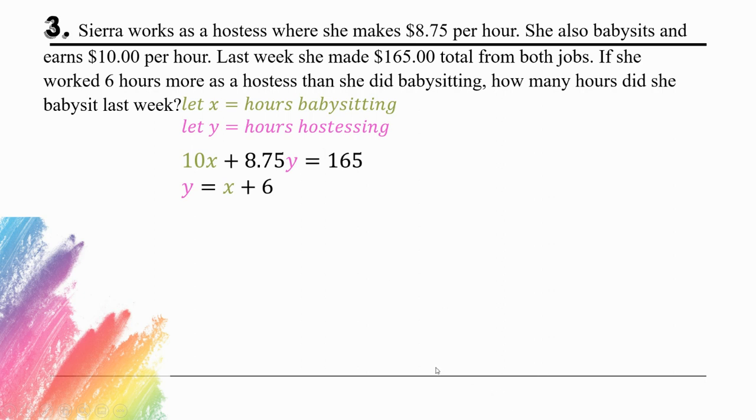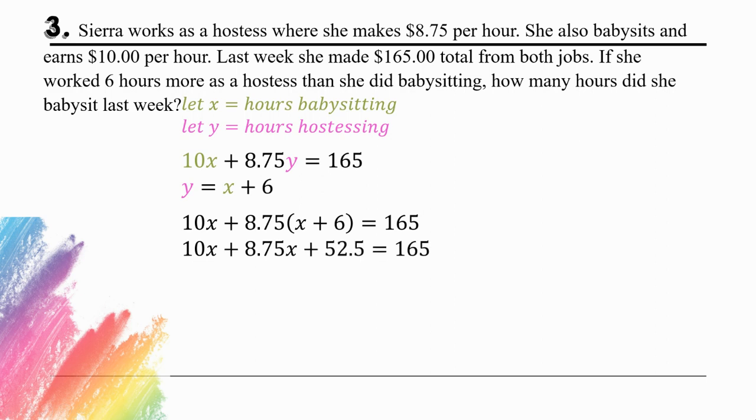Solve by substitution because this bottom equation is solved for Y, so I can take the X plus 6 and substitute it for Y in that top equation. Next, we would distribute the 8.75, and then we would combine like terms. 10x plus 8.75x combines to give us 18.75x.